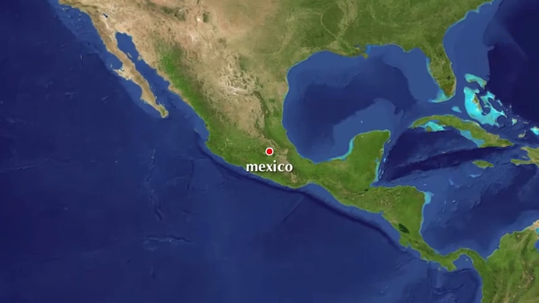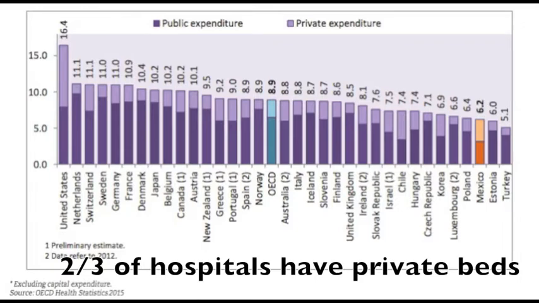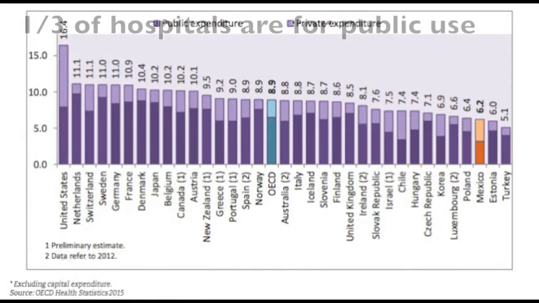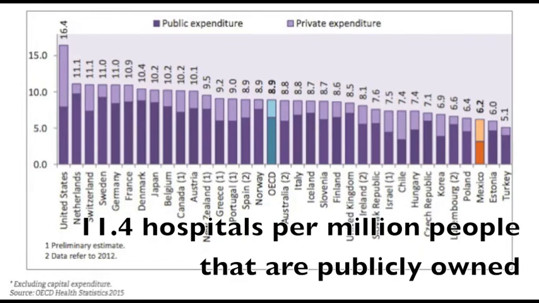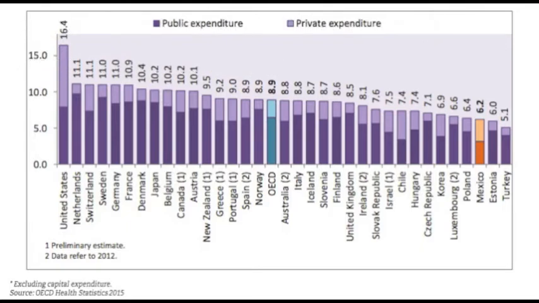We will look at Mexico's classification of the healthcare system. Due to many reforms, Mexico's current healthcare system encompasses both private and public sections. 2/3 of hospitals have private beds, while 1/3 of all hospitals are for public use. There are 11.4 hospitals per million people that are publicly owned, and there are 28.6 hospitals per million people that are private for profit. Mexico therefore displays the highest ratio of private to public sector facilities across all OECD countries.